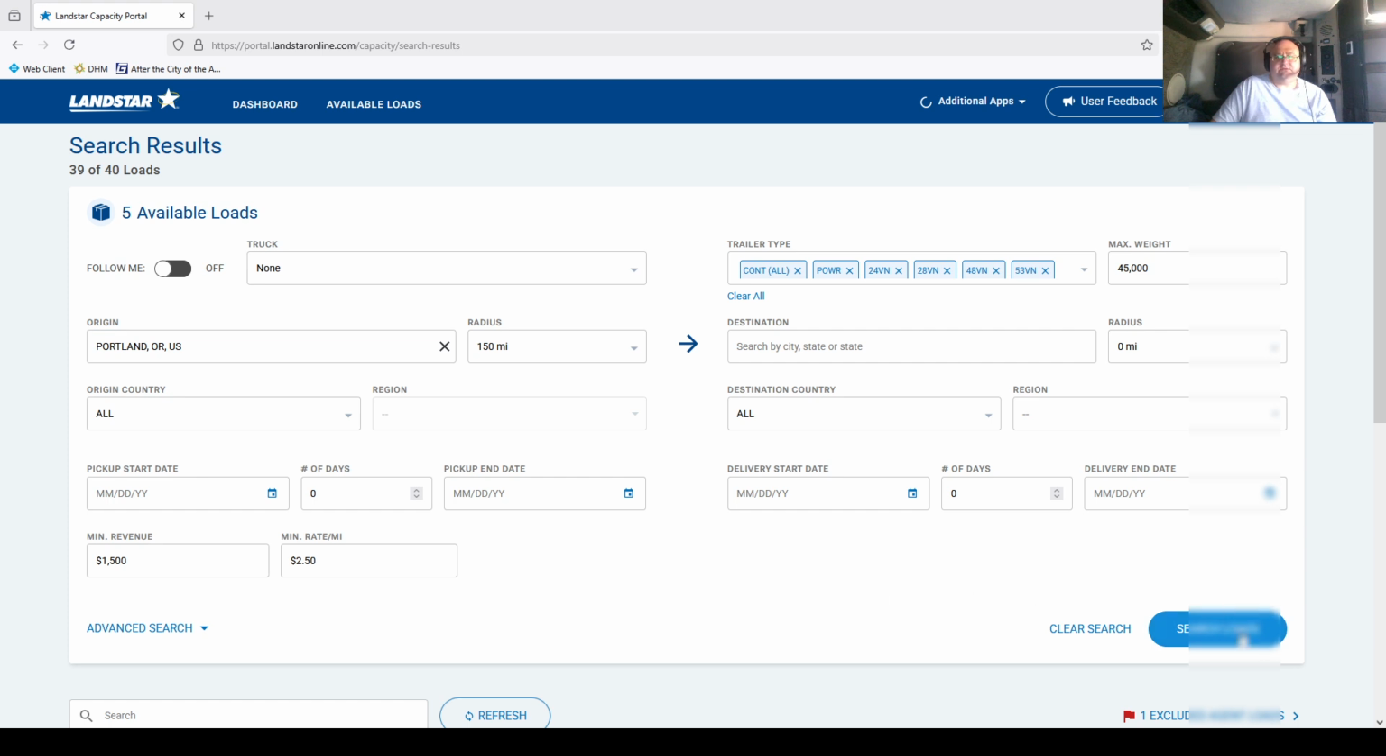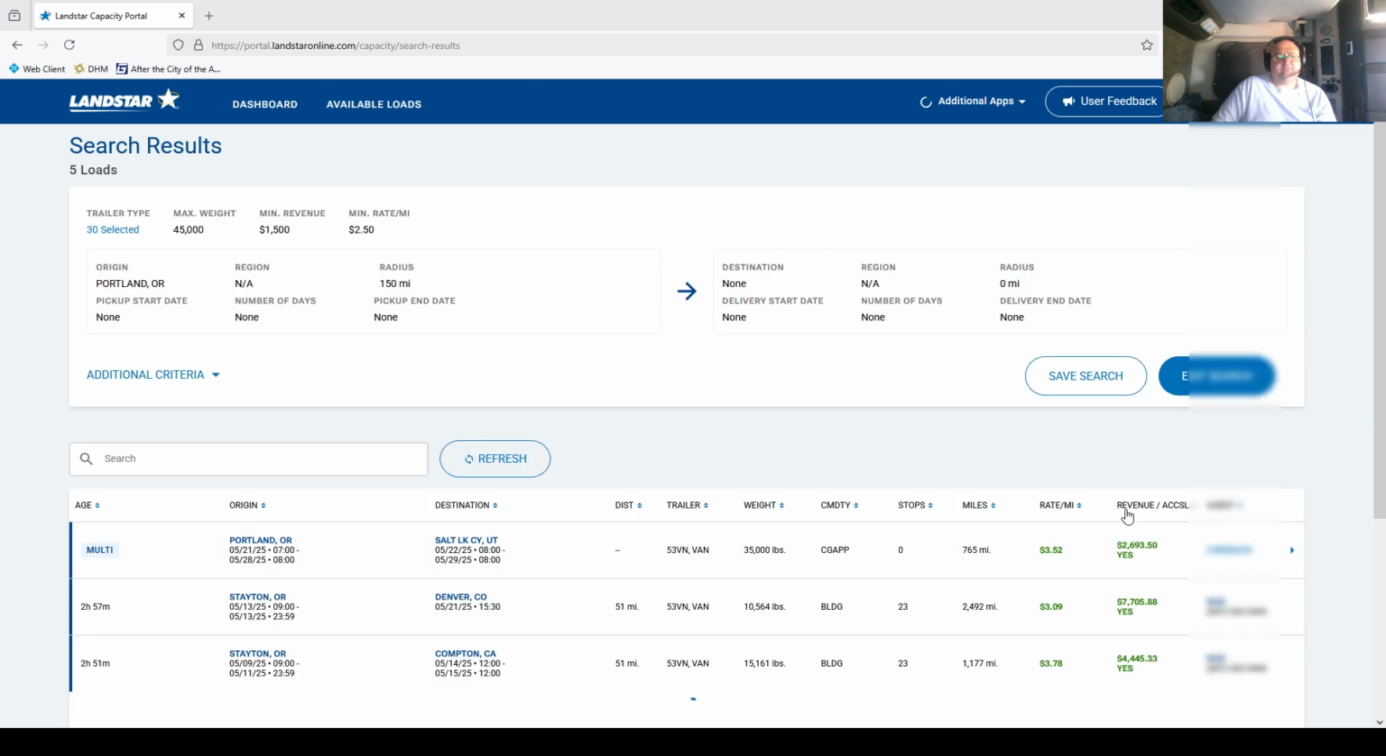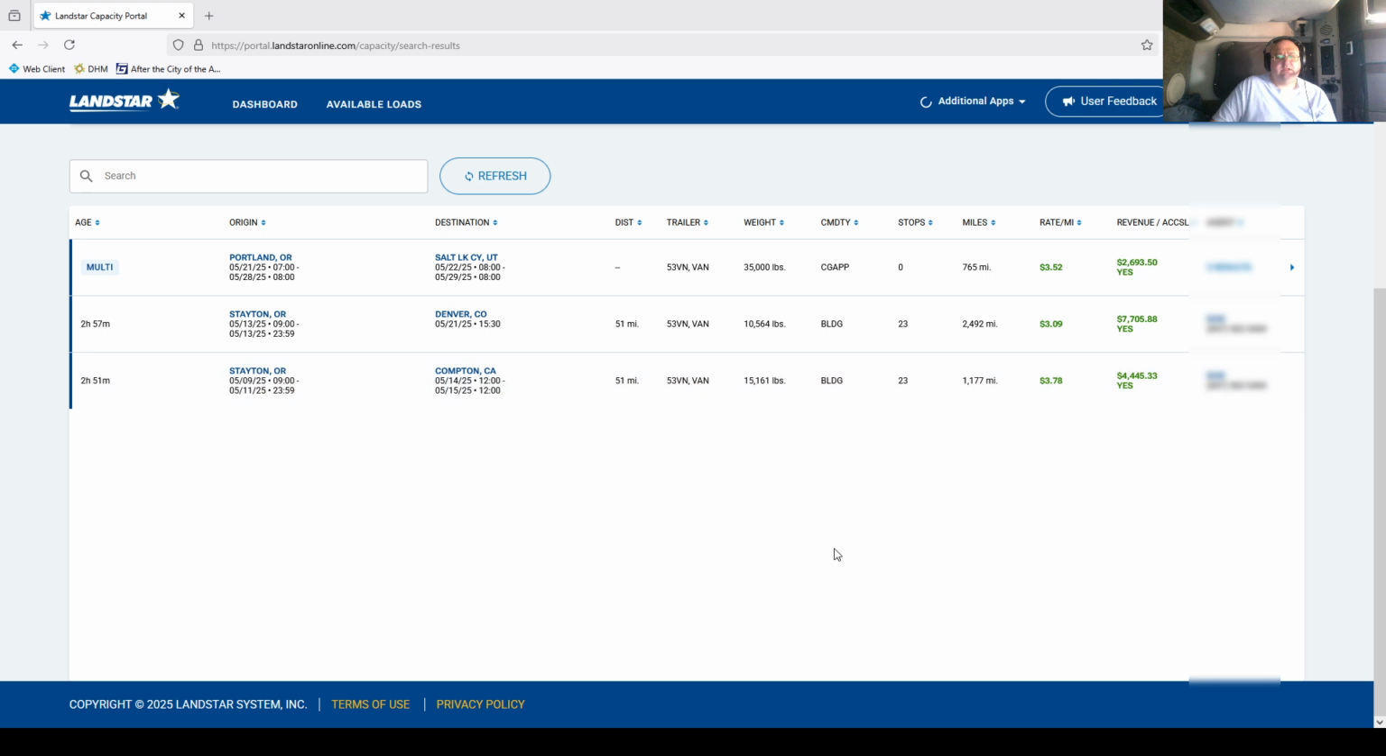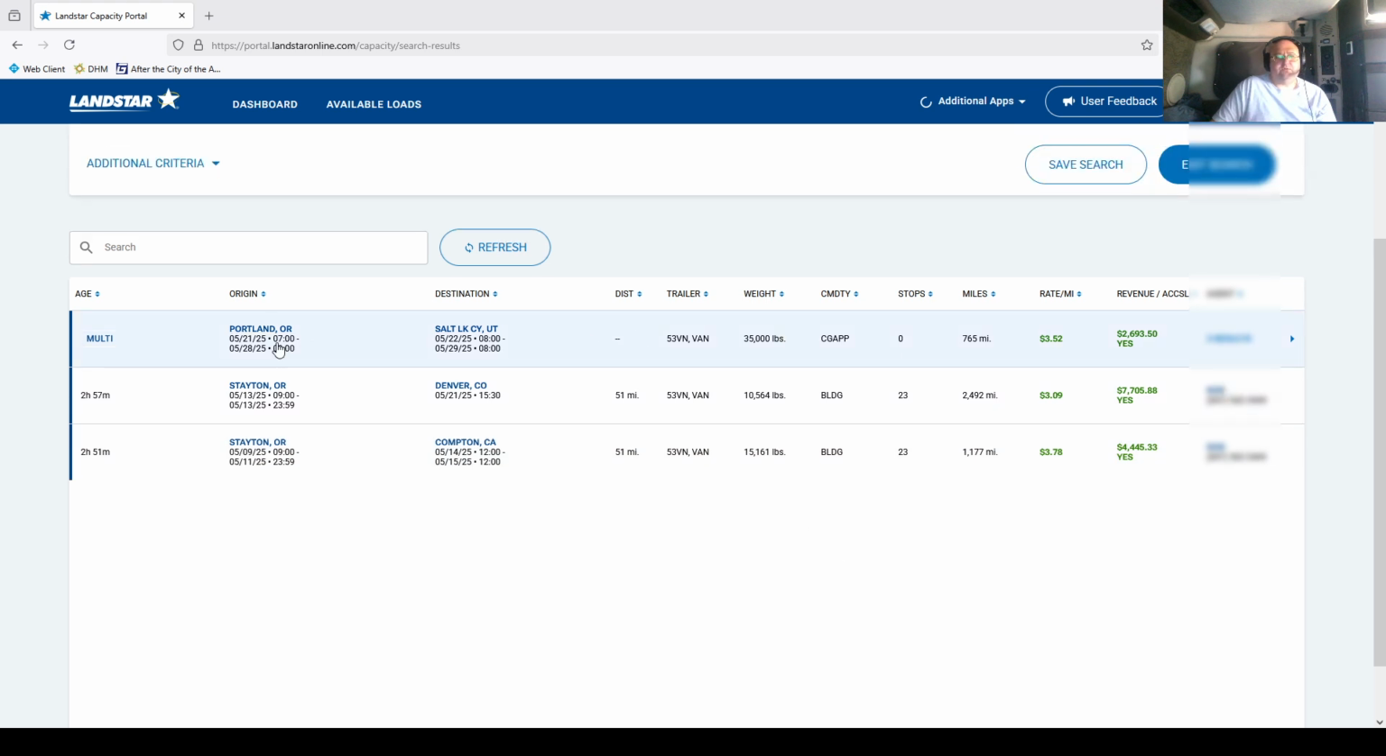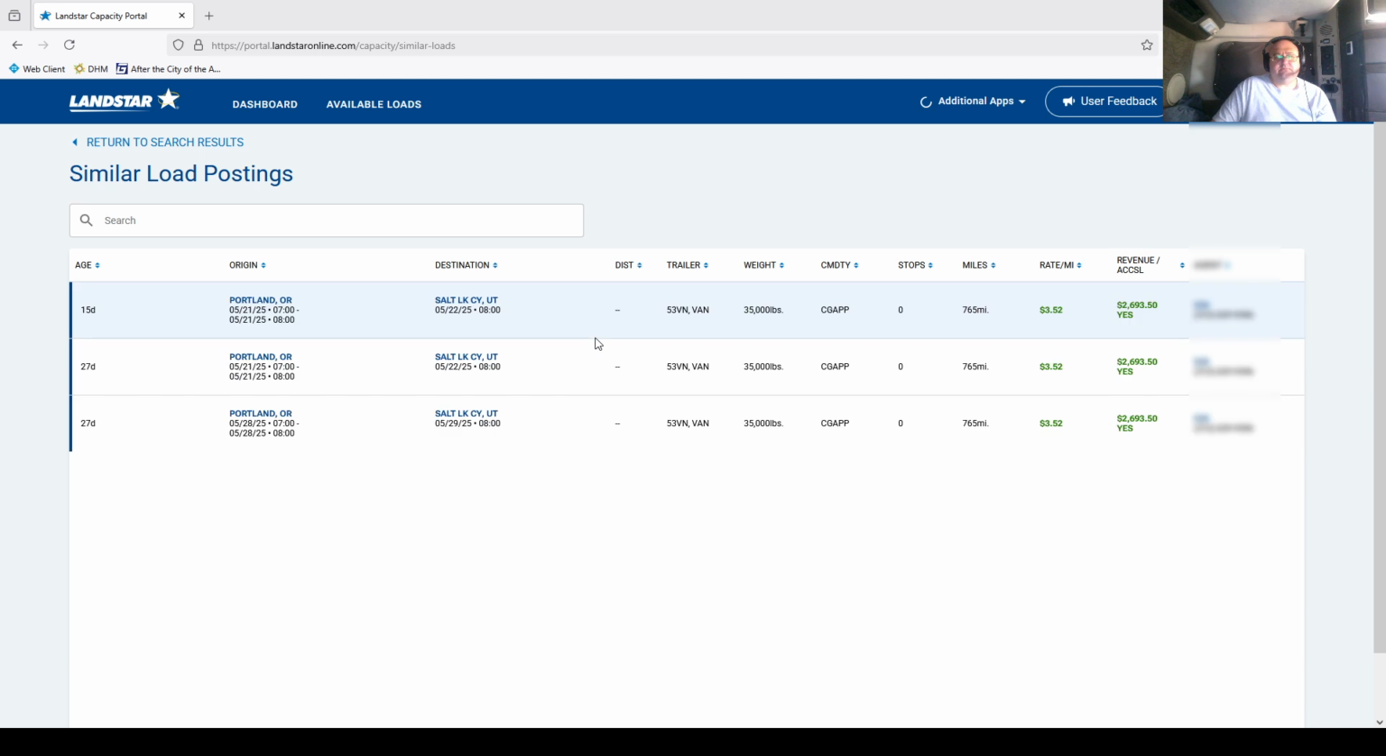5 loads. So Portland to Salt Lake City, that's 3 of the 5 loads. And I'm willing to bet that that is the CGI agency. Let's take a peek. Yes, this is the Saya account, the CGI agency. The 21st, the 21st, and the 28th.